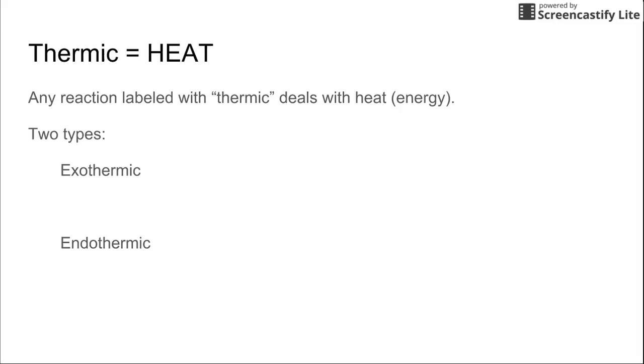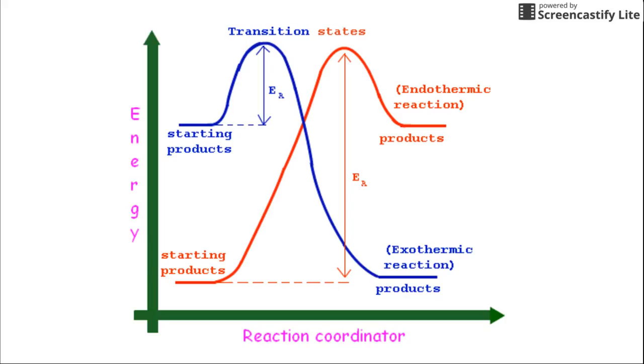When we talk about reactions, there's a couple different types. One we talk about is a thermic reaction. Thermic means heat, and any reaction that's labeled with thermic deals with heat, which is a type of energy. There's two types: exothermic and endothermic. We talked about this exothermic energy and endothermic.